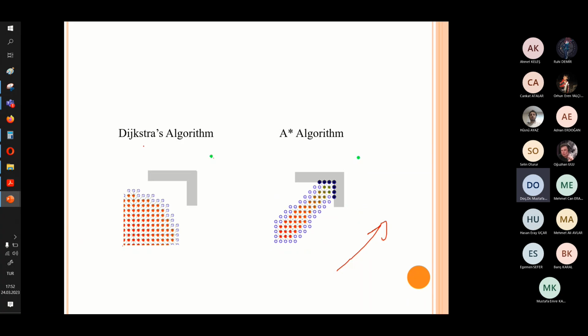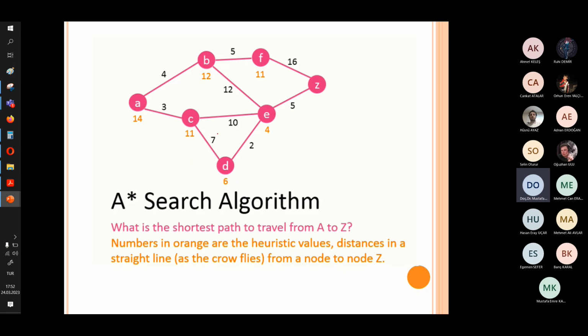So after promoting that A star is a lot faster than Dijkstra, let's see how the algorithm works. The question is, by using the A star algorithm, find the shortest distance between the starting node A and the target node Z. So we want to find out what is the shortest distance between A and Z. Also, we need to find out the path, as in the case of Dijkstra's algorithm.